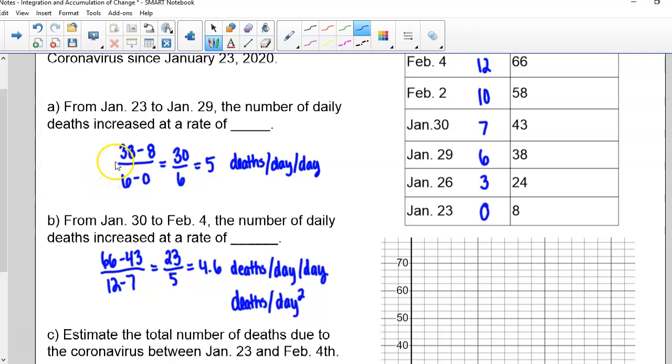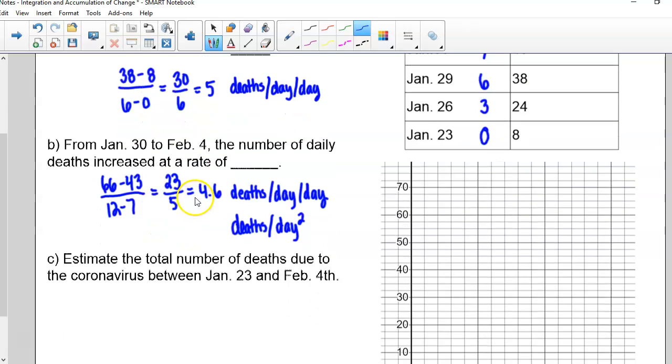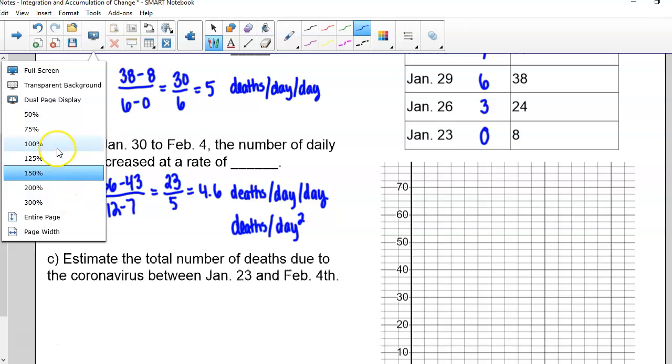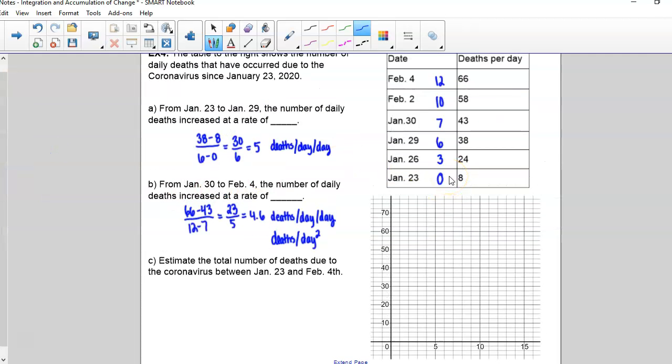C asks us to estimate the total number of deaths due to the coronavirus between January 23rd and February 4th. So, for this, let me go back so I can see this a little better. All right, so in this case, if we're doing total deaths, this is deaths per day, right? If we took deaths per day and multiplied it by the number of days, then that would just give us the number of total deaths, right? So let's graph these points.